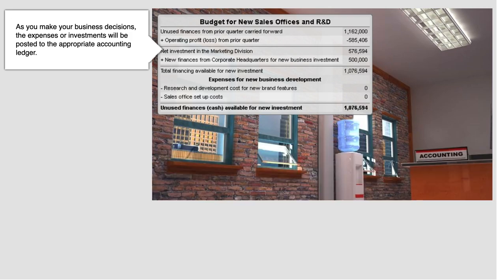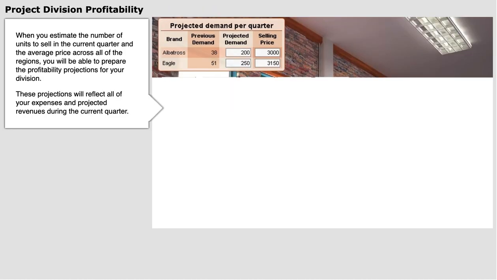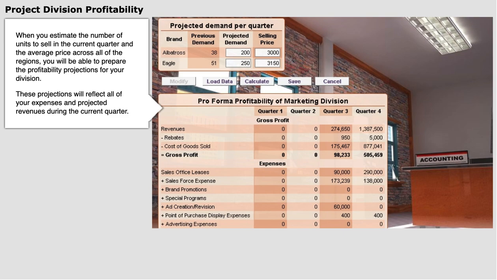As you make your business decisions, the expenses or investments will be posted to the appropriate accounting ledger. When you estimate the number of units to sell in the current quarter and the average price across all the regions, you will be able to prepare the profitability projections for your division. These projections will reflect all of your expenses and projected revenues during the current quarter.